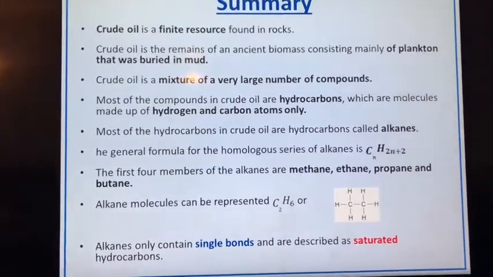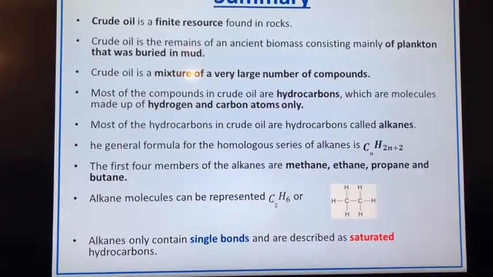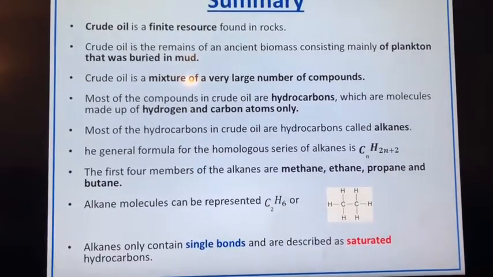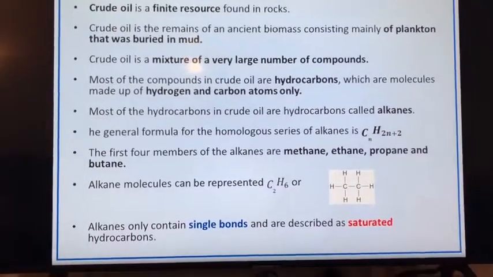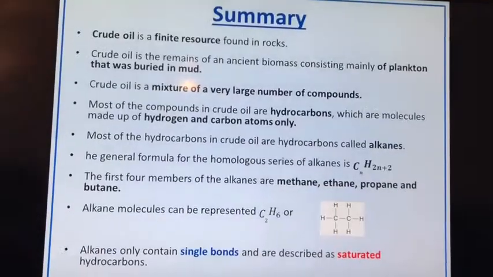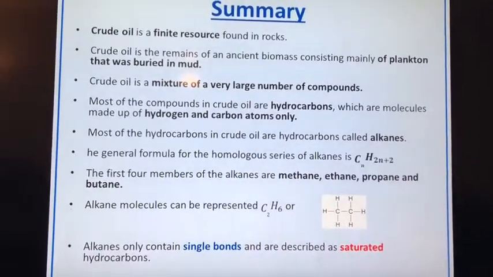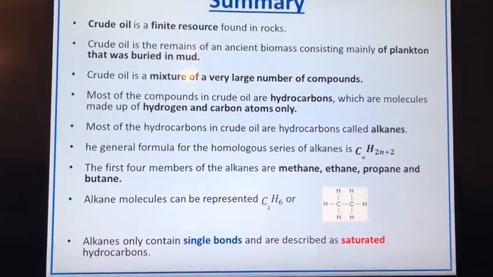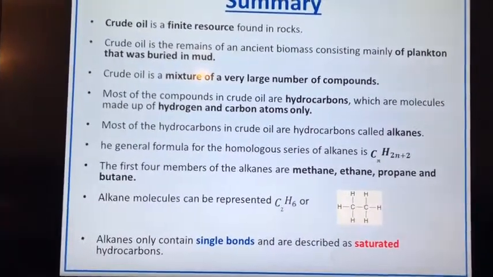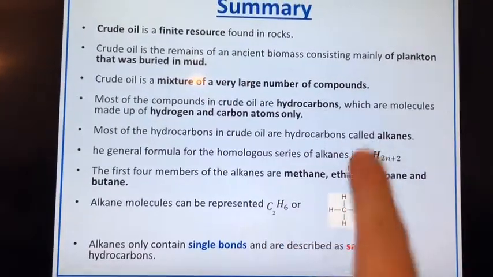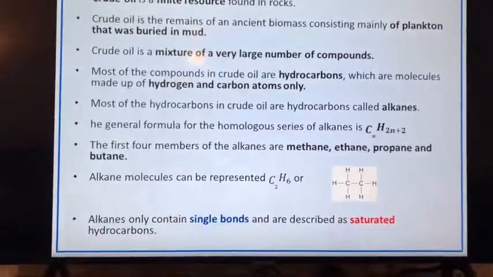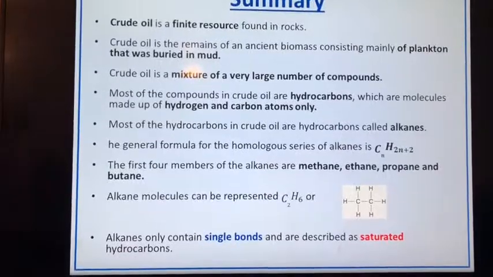The general formula of an alkane is CnH2n+2. The first four members of the alkanes are meth, eth, pro, but: methane, ethane, propane and butane. You can either represent them with a molecular formula, such as ethane C2H6, or the displayed or structural formula, which would be that one right there. So C2H6. And because they all have single bonds, they are saturated.